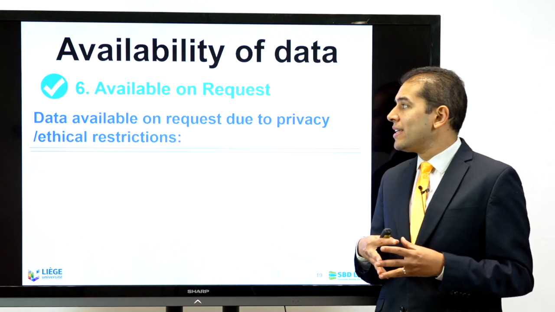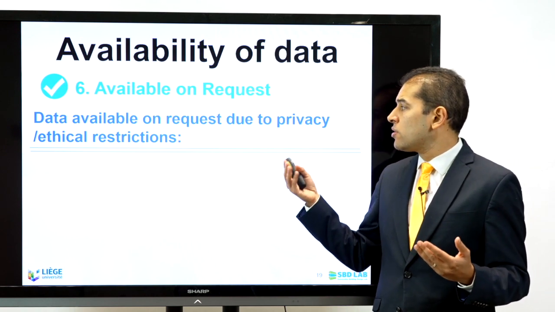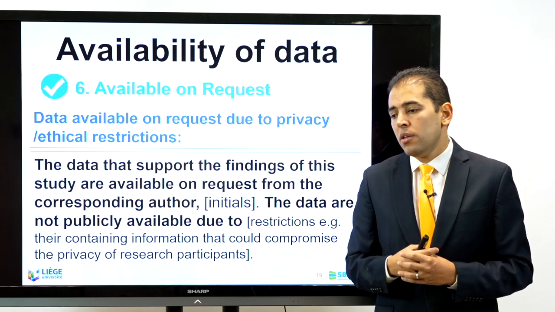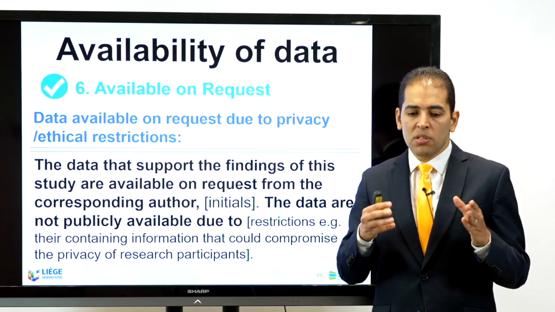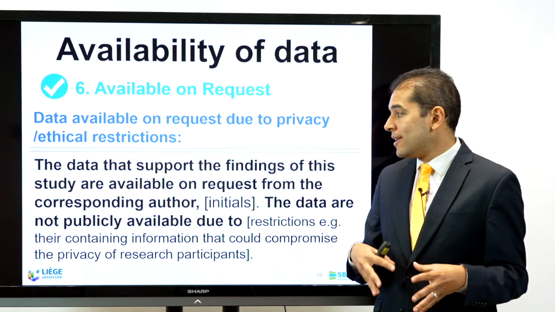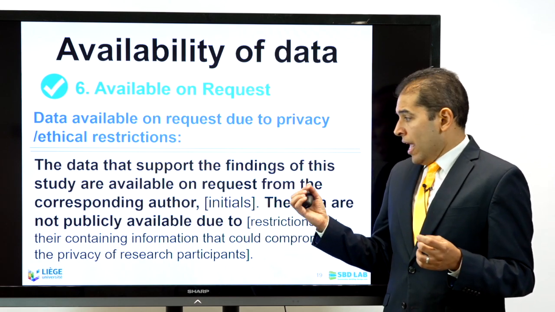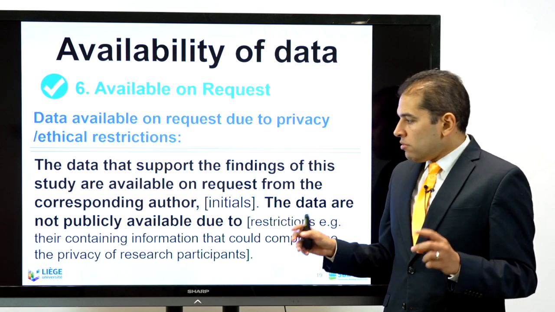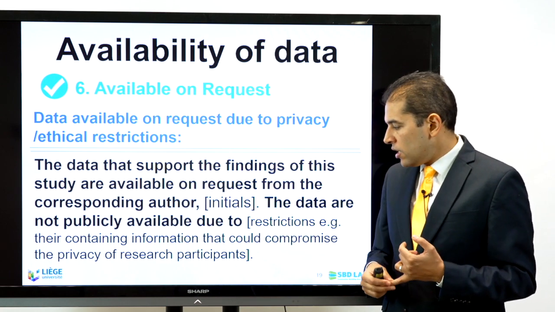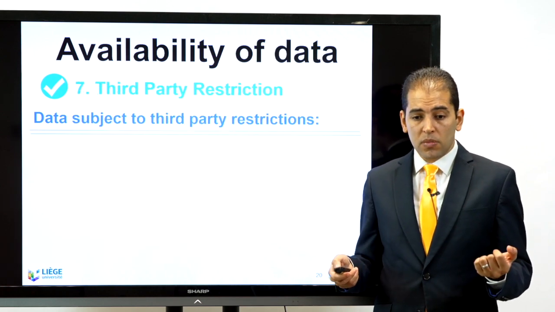Option 6, that you say that it is available upon request, and here you say that the data is available on request due to privacy or ethical restrictions, so I can share it but only with private people or in a specific private communication. So the data that supports the findings of the study are available on request from the corresponding author, and then you mention the initials. And the data are not publicly available due to, and then you mention the restrictions, for example, they contain information that compromises the privacy of research participants, and so on.